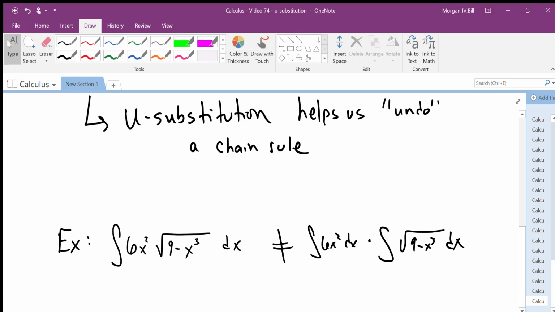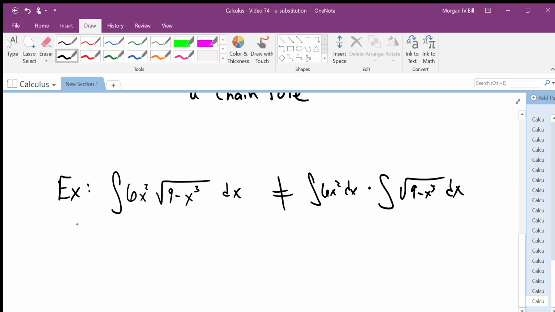One of the main parts about a U substitution is you recognize that you have an integral that looks pretty complicated. I don't know how to just get an answer here. So that might tip you off that I need to use U substitution here. And the other part is choosing the U value, the expression that you're letting U equal, correctly. In this case, we're going to let U equal 9 minus x cubed.